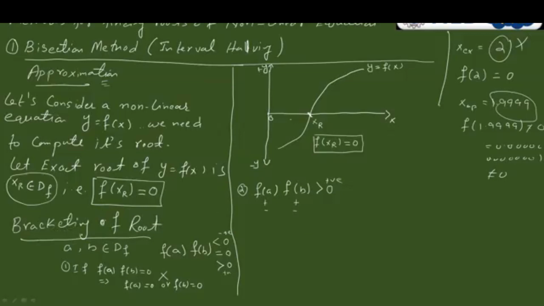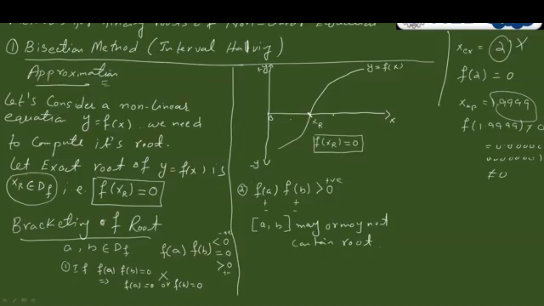Because usually there exists no root, but there is a chance that there may exist more than one root as well in this particular case. So this is not a confident way. So in this case, the conclusion is that if this is the case, then A and B may or may not contain a root. Okay, this is confusing.